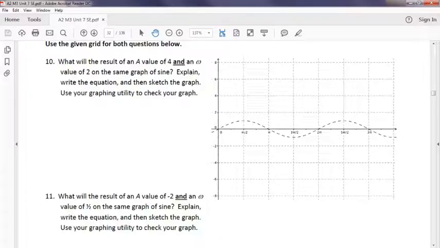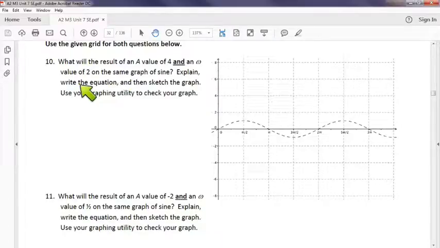So I need to do a formative check. I need to walk around and see if you guys can do this. Okay, the 10 says that the A value is 4. It's kind of weirdly written. It needs to be fixed. But the A value is 4 and the W value is 2. Okay, and so we have two numbers on the same graph.